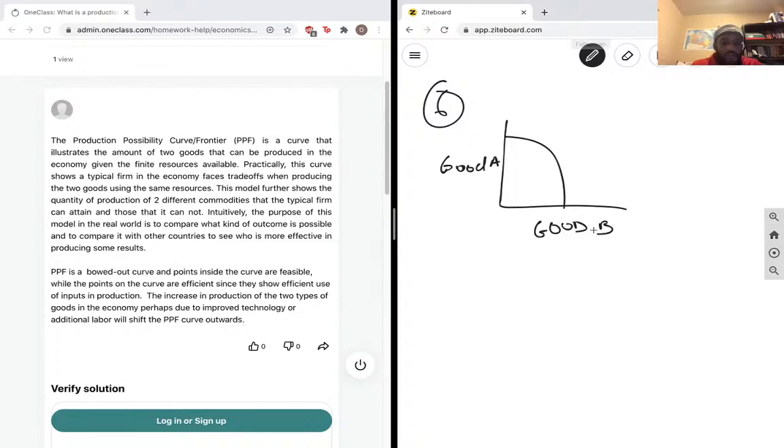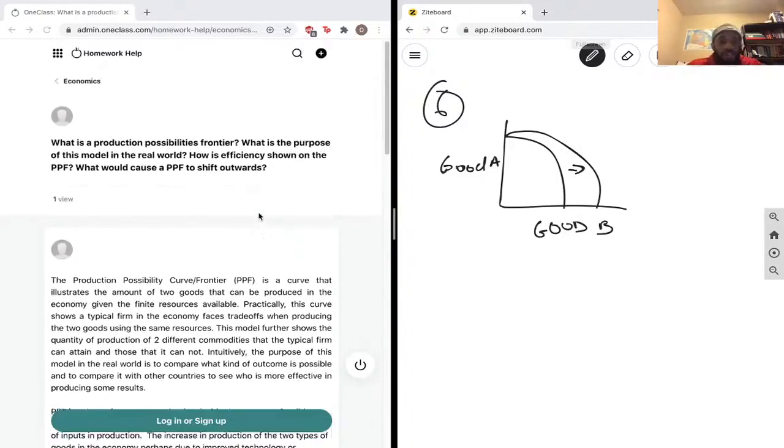And an increase in production of two types of goods in the economy, perhaps due to an improved technology or additional labor, will shift the PPF curve outward. So if there's additional labor or improved technology, it could make the PPF curve look something like this. So it's shifting outward. So does that answer all the questions being asked?